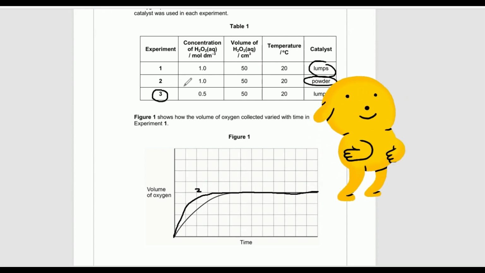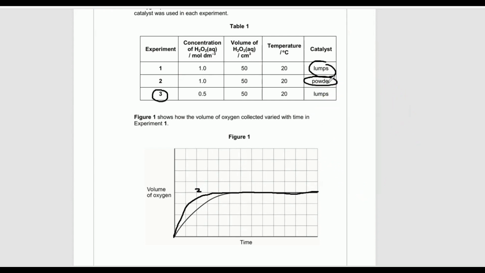Now let's look at experiment 3. This time we're using lumps, the same temp, same volume, so everything's the same. So we'd expect the reaction rate to be similar, except we've got half the concentration, which means slightly less collisions. So we're coming up like that, and then we're separating. And I've gone too high there. Why have I gone too high? Because we can only make half the amount of product. So I need to end up over here like that. Just about got that in right.